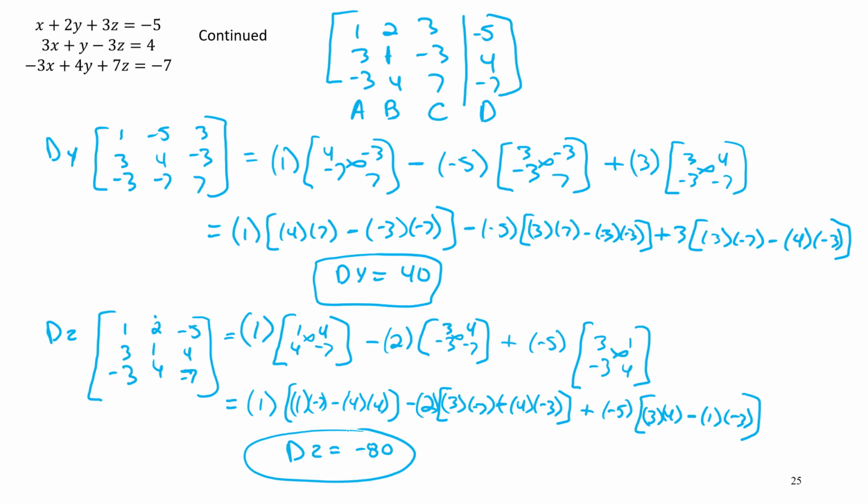So now we have to go through and do, so for x, it would equal d of x over d. So d of x we found was -40, and the determinant we found was 40. So x would equal -1.